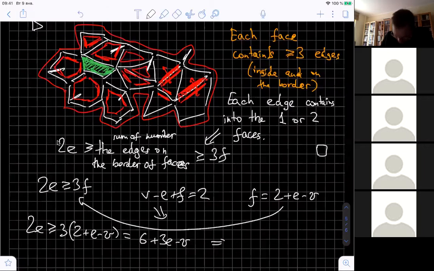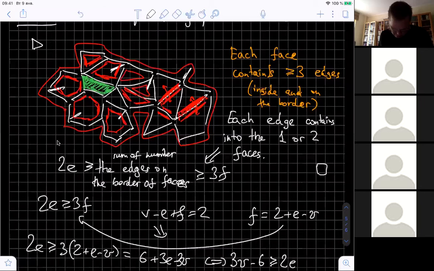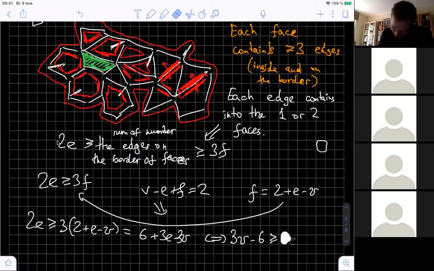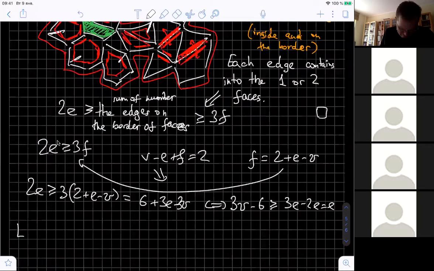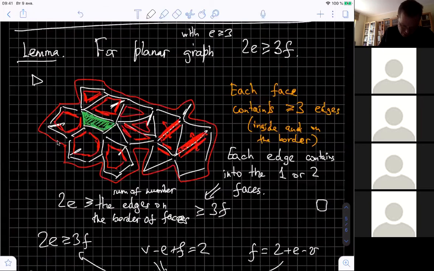And so I can write that 3v minus 6 is greater than 2e. Oh no, not 2, but just 1. Yeah, so here I have 3e minus 2e just equal to e. So it was lemma 1.